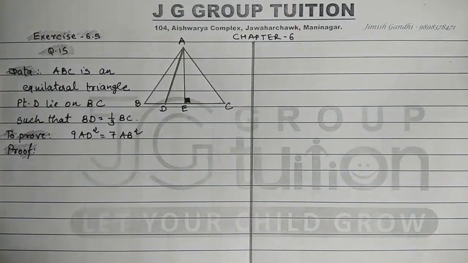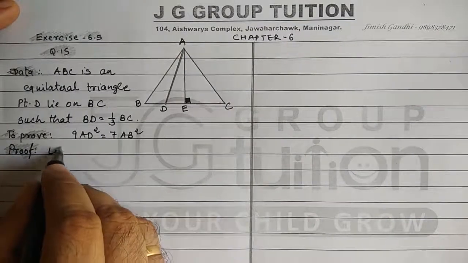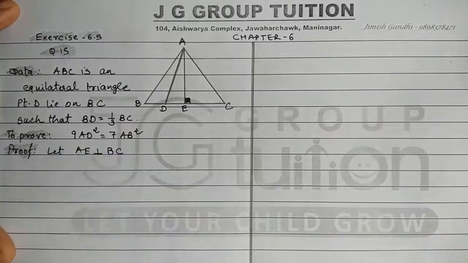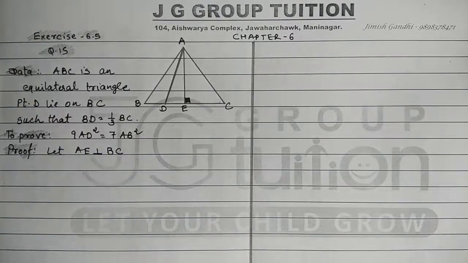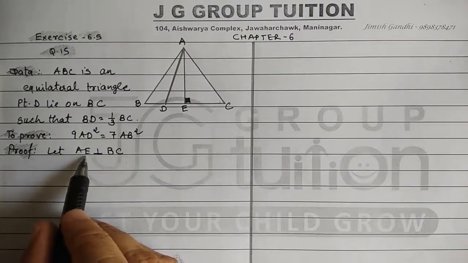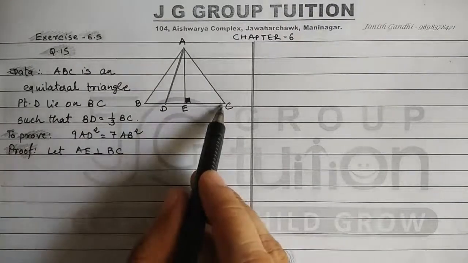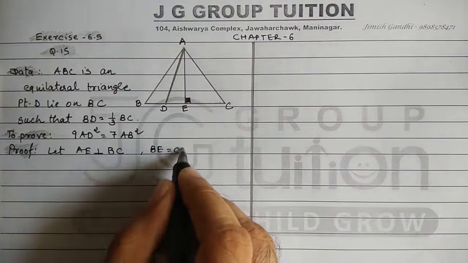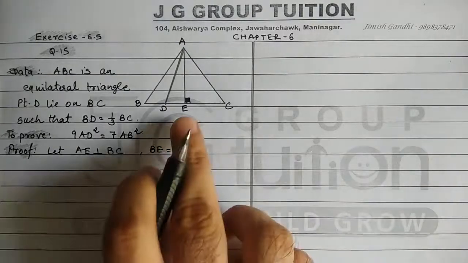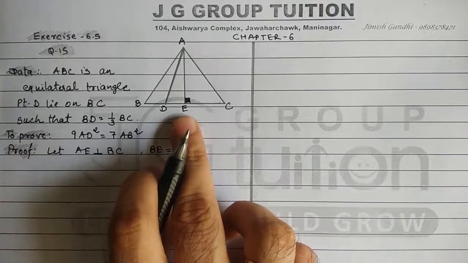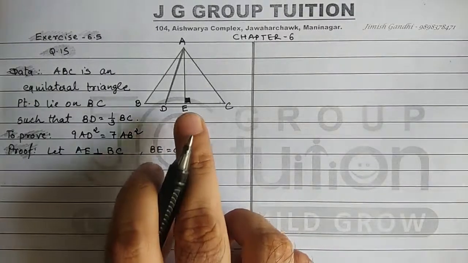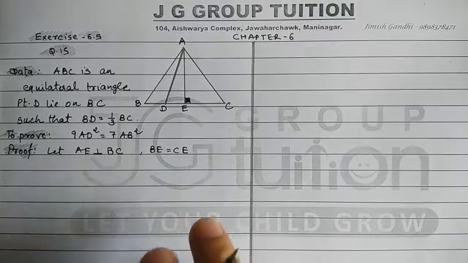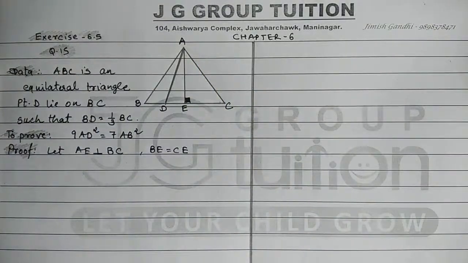What I have done here first is construct AE perpendicular to BC. As we discussed earlier also, in an equilateral triangle, when we construct a perpendicular from any vertex to its opposite side, it also bisects. So we can say BE is the same as EC. That means E is the right angle as well as the midpoint. This exists only for an equilateral triangle.